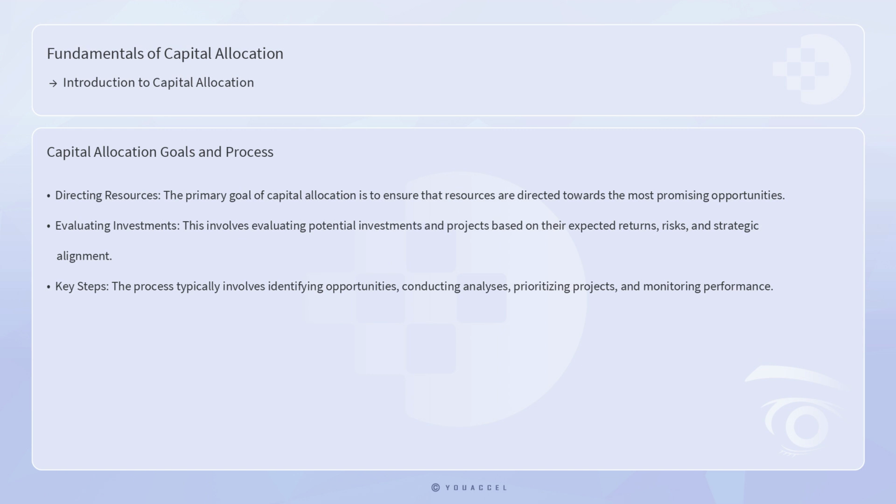The primary goal of capital allocation is to ensure that resources are directed towards the most promising opportunities. This involves evaluating potential investments and projects based on their expected returns, risks, and strategic alignment with the organization's objectives. The process of capital allocation typically involves several key steps, including identifying potential investment opportunities, conducting thorough financial and strategic analyses, prioritizing projects, and monitoring performance post-investment.